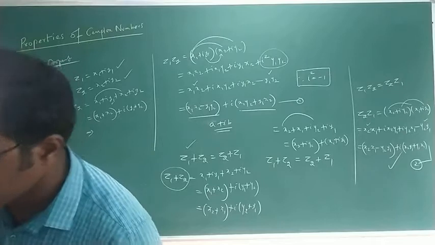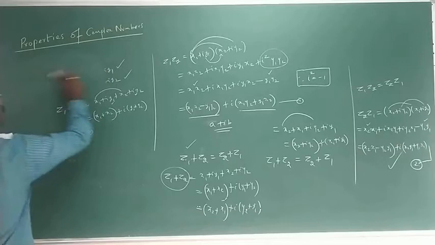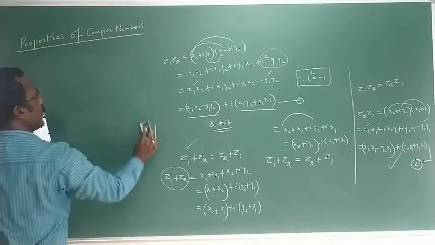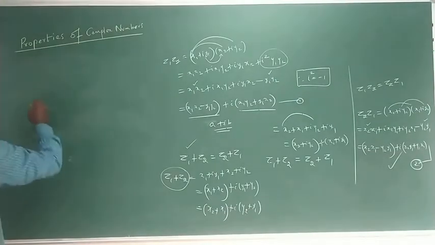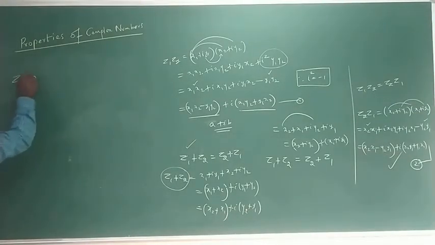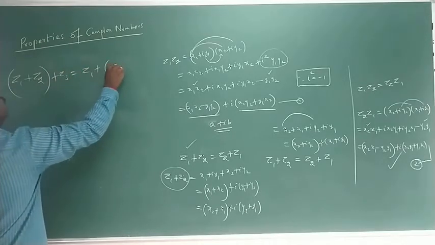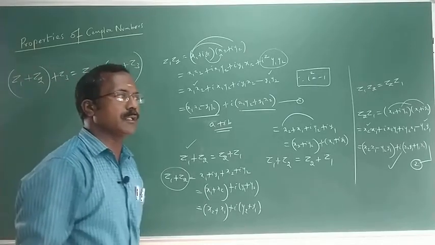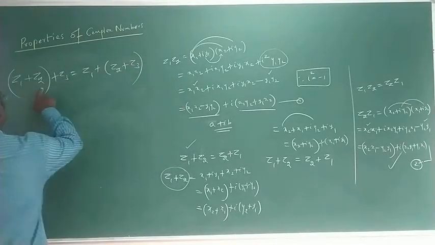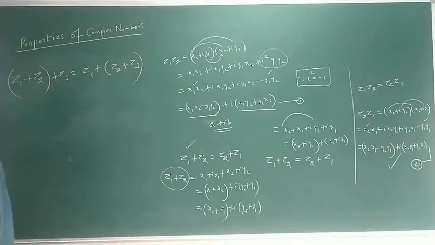Next, the associative property, same page number 59. Now take three complex numbers. For any three complex numbers Z1, Z2, Z3, the associative property: Z1 plus Z2 plus Z3 equal to Z1 plus Z2 plus Z3 with the brackets grouped differently. For any complex numbers Z1, Z2 and Z3, we have this. It is also satisfied.